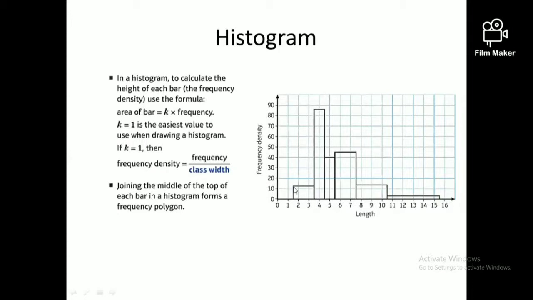If you multiply this length by height, what do you get? You get the area of this rectangle. Then if you want to find the frequency in this column, in this category, what do you need to do? You need to find the area of this rectangle. That is the simple way of identifying that, right?